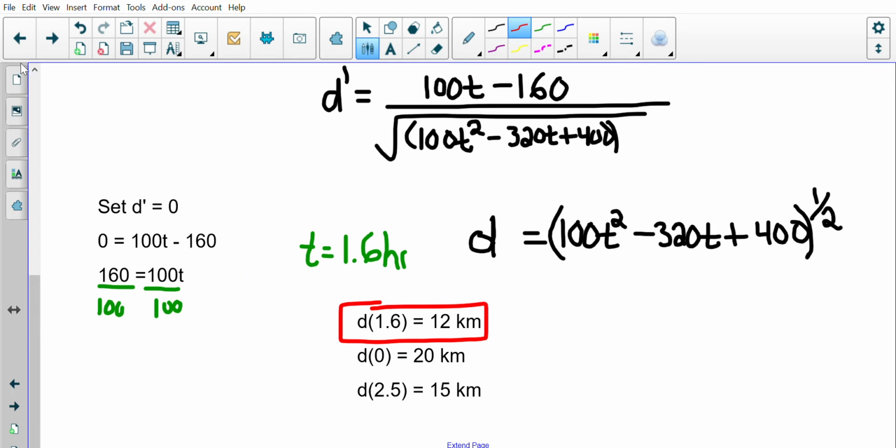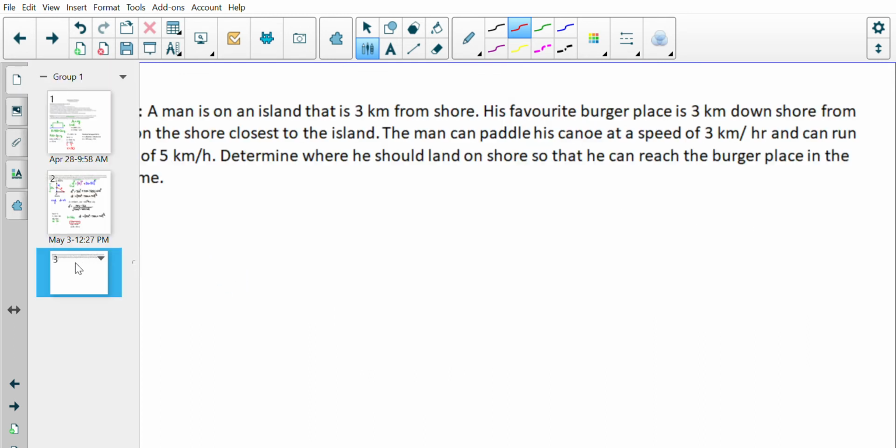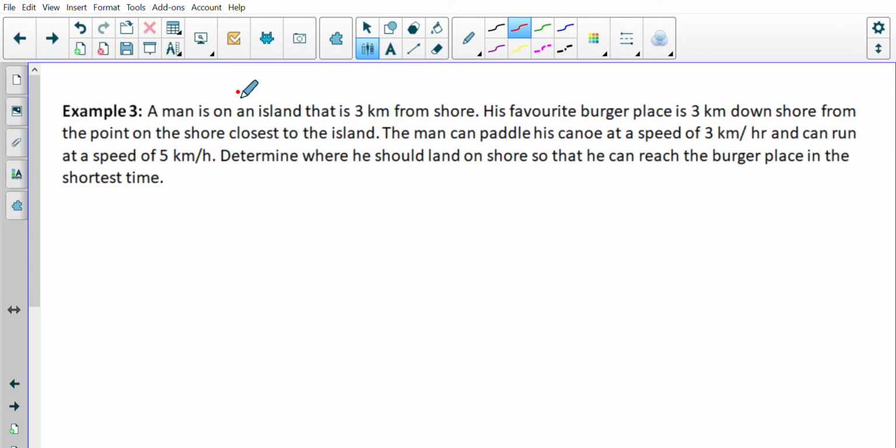All right, one more. Tough stuff, no doubt about it. Here we go. Example 3. A man is on an island that is 3 kilometers from shore. His favorite burger place is 3 kilometers downshore from the point on the shore closest to the island. The man can paddle his canoe at a speed of 3 kilometers an hour, but he can run at a speed of 5 kilometers an hour. Determine where he should land on shore so that he can reach the burger place in the shortest amount of time.